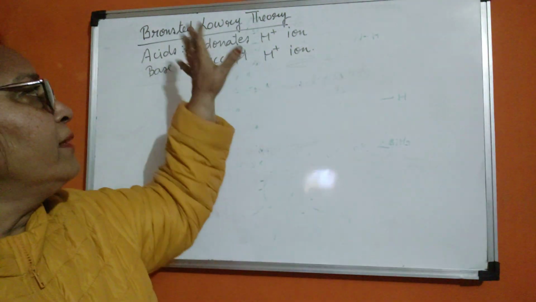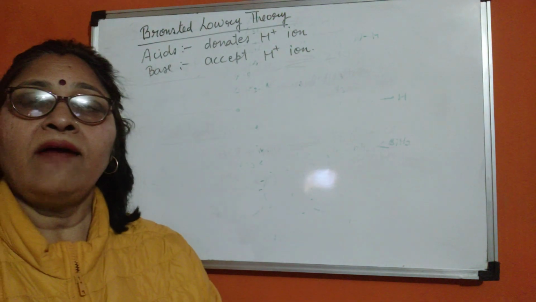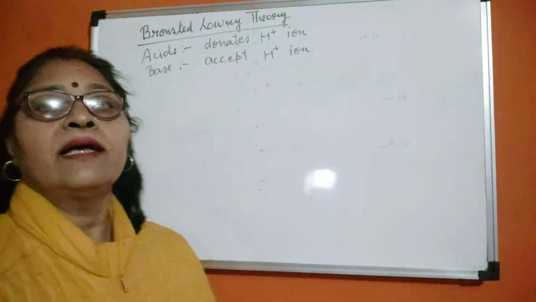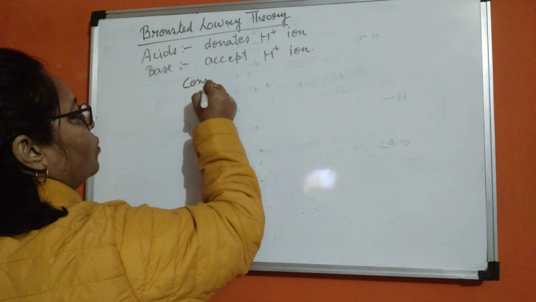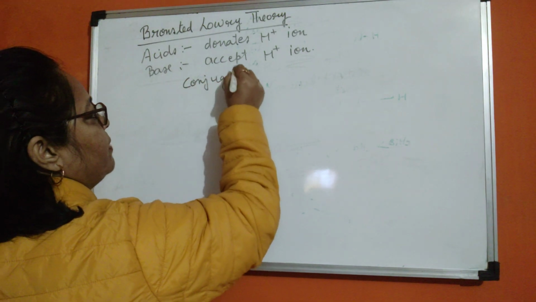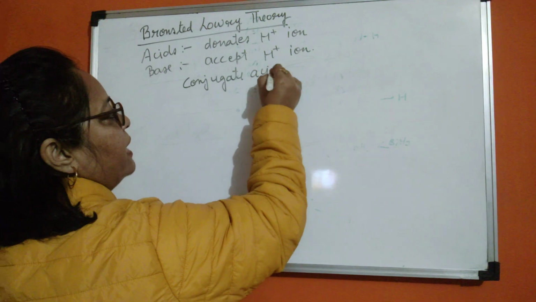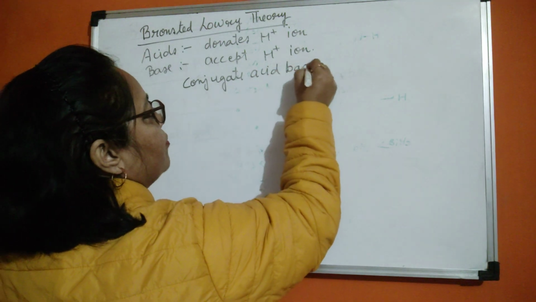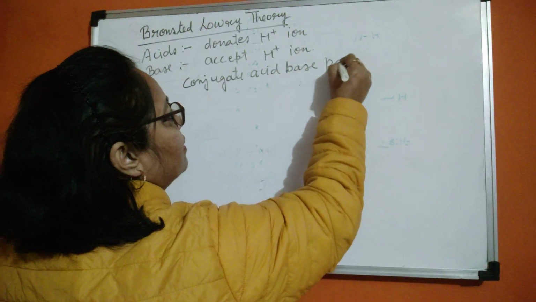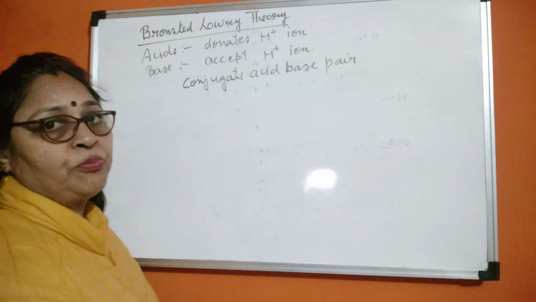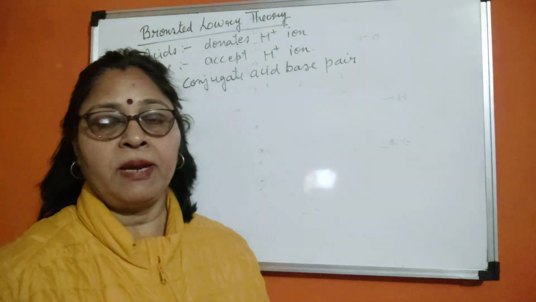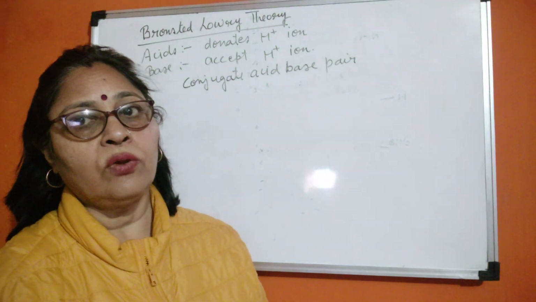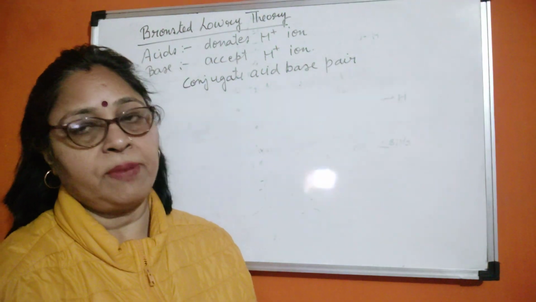Right. Now in this theory, we have some pairs, conjugate acid base pairs. Now what do you understand by this conjugate acid base pair? Conjugate acid base pair means when there is only a difference of H plus. Remember, when there is only a difference of H plus, such pairs are called conjugate acid and base pairs.